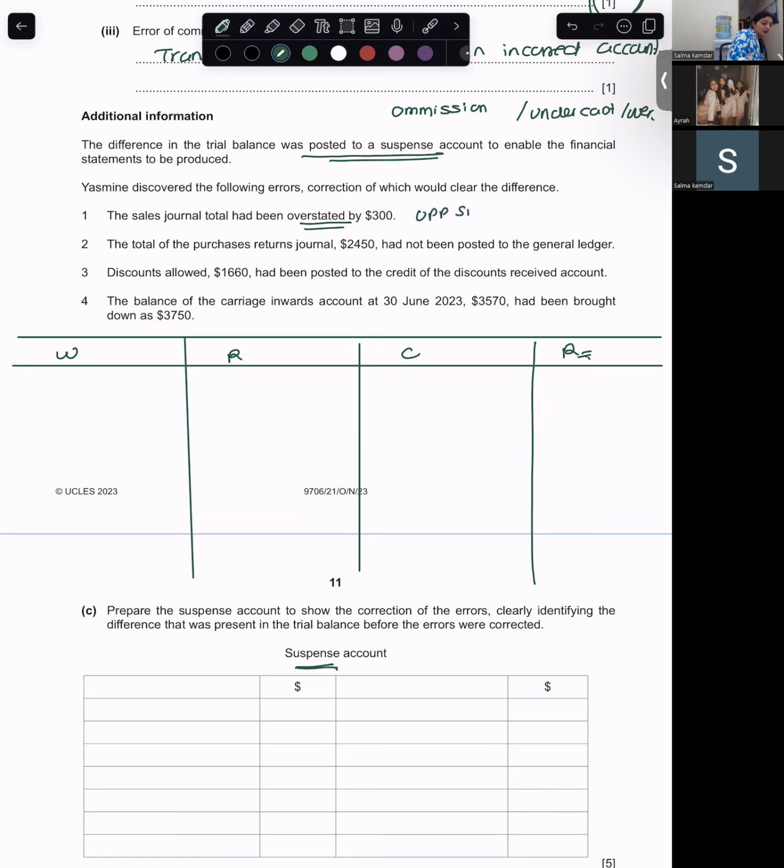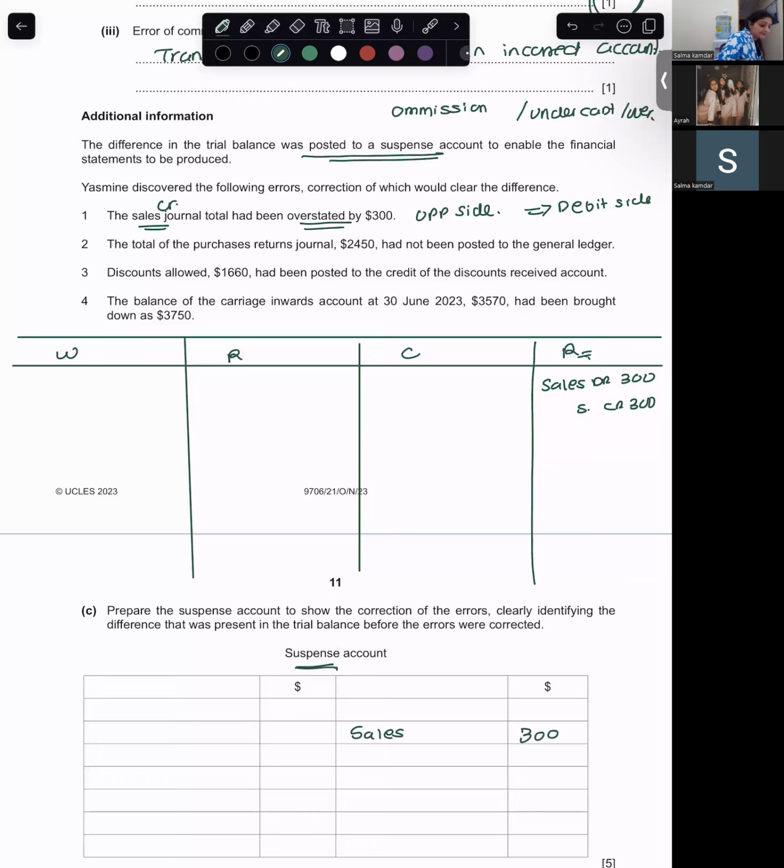Sales journal, which balance? Sales journal is a credit balance. Credit is overcast, so you will write on which side? Debit side. What would be the journal entry? Sales debit 300 and suspense credit 300. So on the credit of suspense, what will you write? I'll write sales 300.